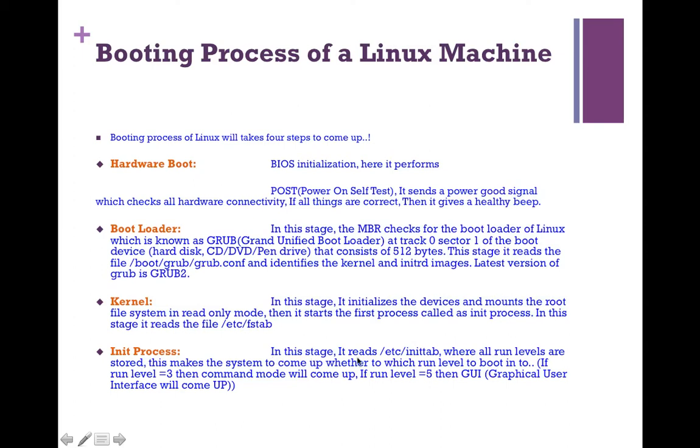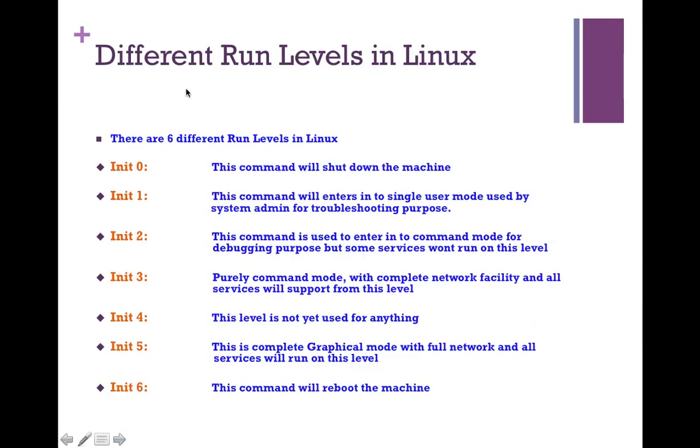In this stage, it reads /etc/inittab where all run levels are stored. This tells the system which run level to boot into. If your run level is 3, then the command mode will come up. If the run level is 5, then the GUI, graphical user interface, will come up. And there are different types of run levels in Linux. There are 6 different run levels in Linux.